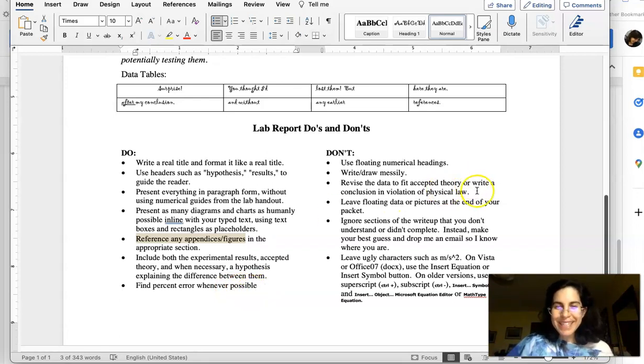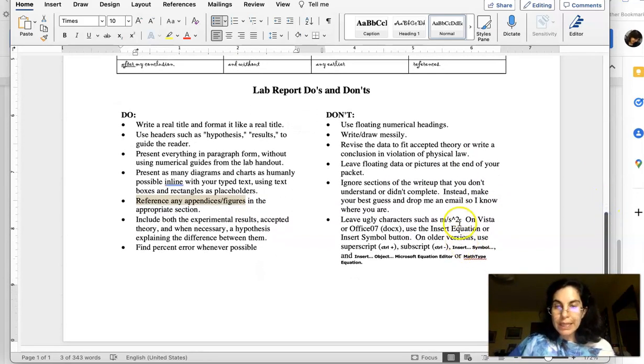Don't make a mess. Don't backdate a revised hypothesis. If you had a guess and your guess was mistaken, say so in the conclusion. That's not a bad thing. That's what scientists call results. Don't skip steps, and don't leave characters that make it look like your cat walked across your keyboard.